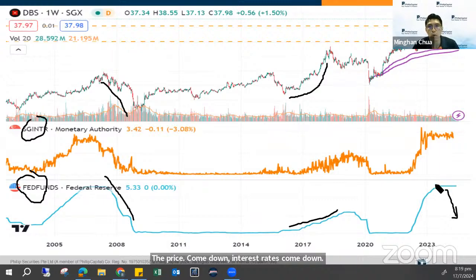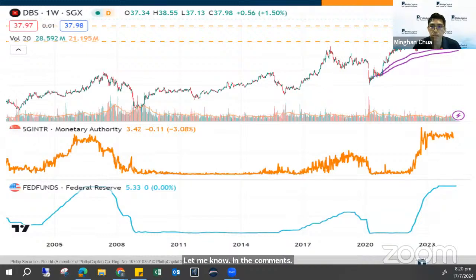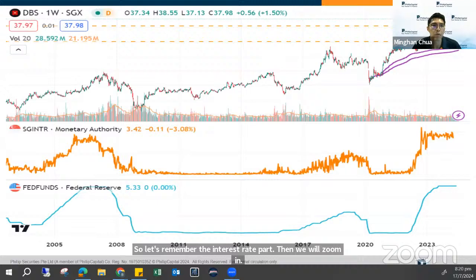So this is what happens, and I want you guys to remember this. We are expecting the interest rate to come down. So where do you think the stock price will go? Up or down? Let me know in the comments. Okay, Jane says down. So let's remember the interest rate part, then we will zoom in to the charts on valuation.